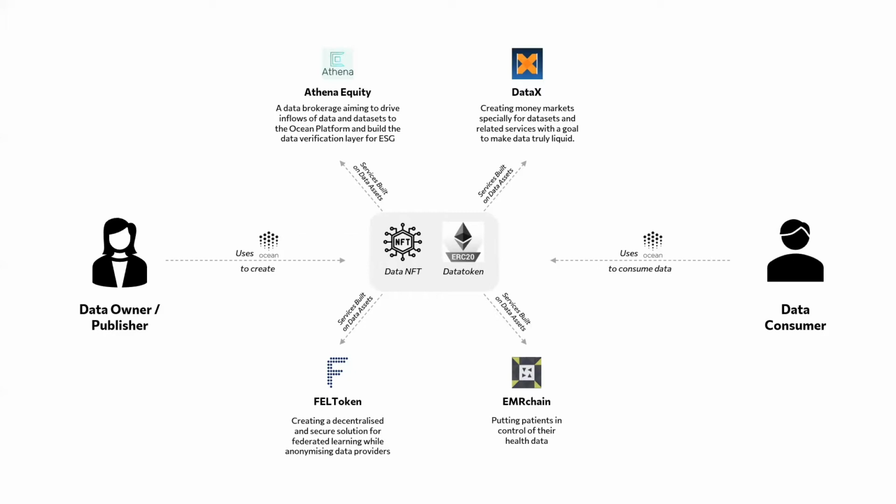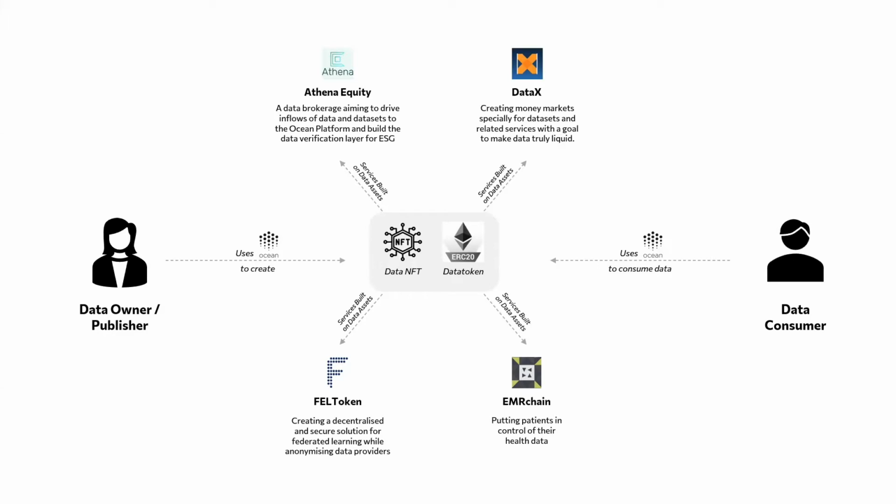So this Felt token, for example, is one that won a grant from Ocean DAO. And we'll get into the details of what Ocean DAO is later, in its grants program. But essentially, it won a grant from Ocean DAO to create this Felt token service on top of those data assets that are created by Ocean Protocol. So it's creating a solution for federated learning, where data providers are being anonymized.